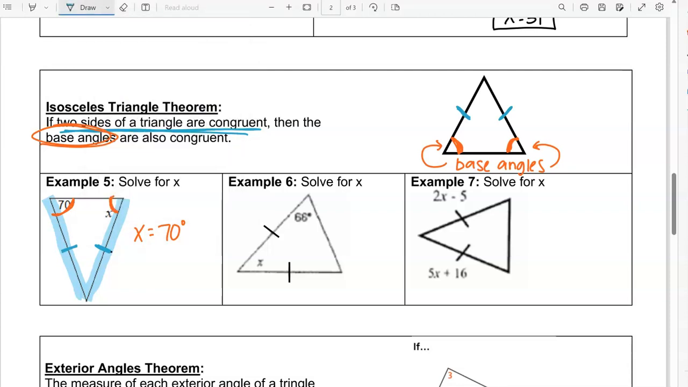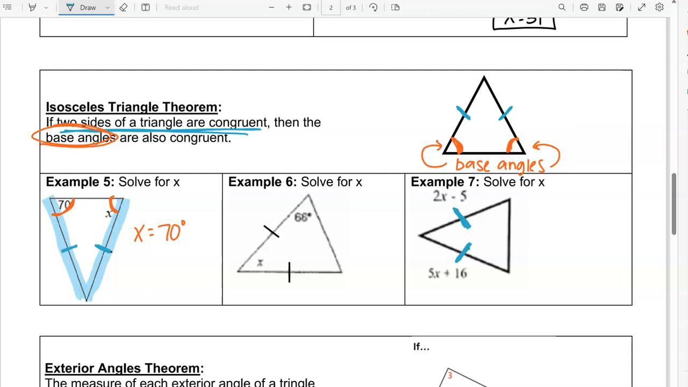So again, you can see that these 2 sides are equal. Now with example 7, it does not even ask us anything about the angles. In fact, that's not where our x values are. It says solve for x.